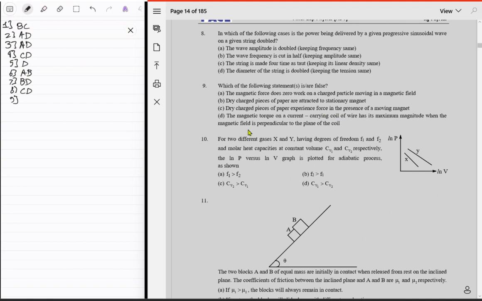I think yes. Okay, the magnetic force, so C looks correct. Wait, which one is false? So B is definitely just false. A is true. So B is false.